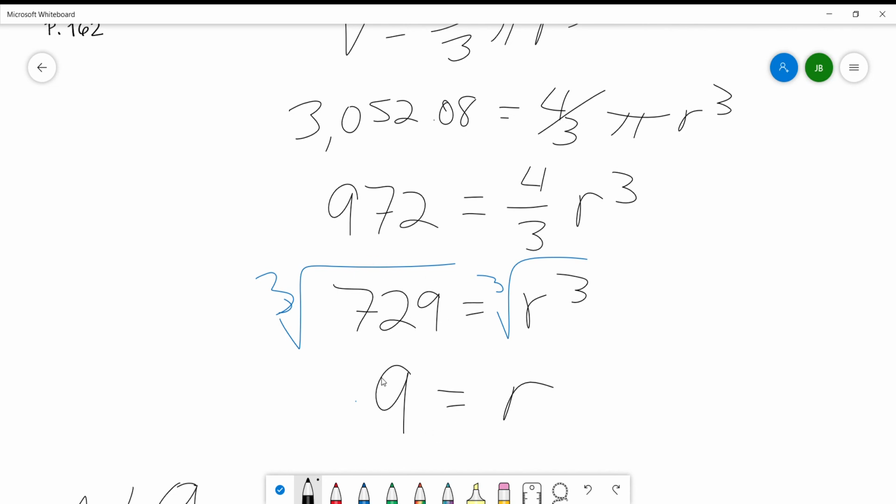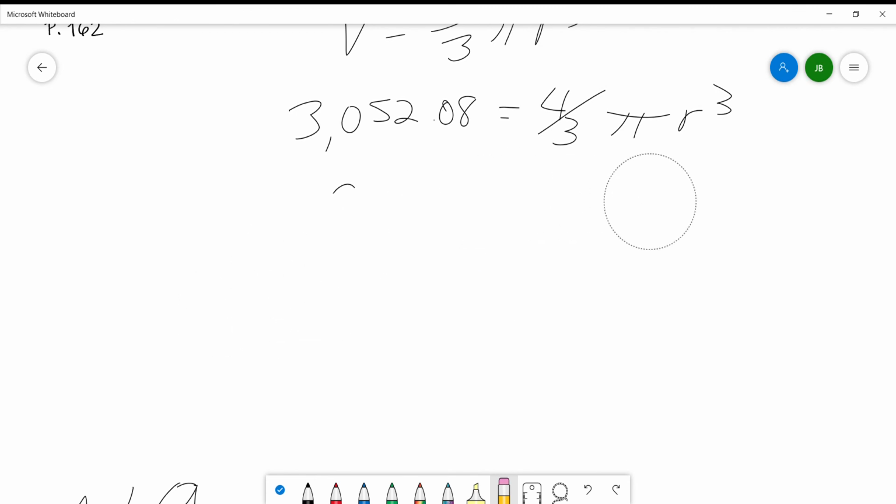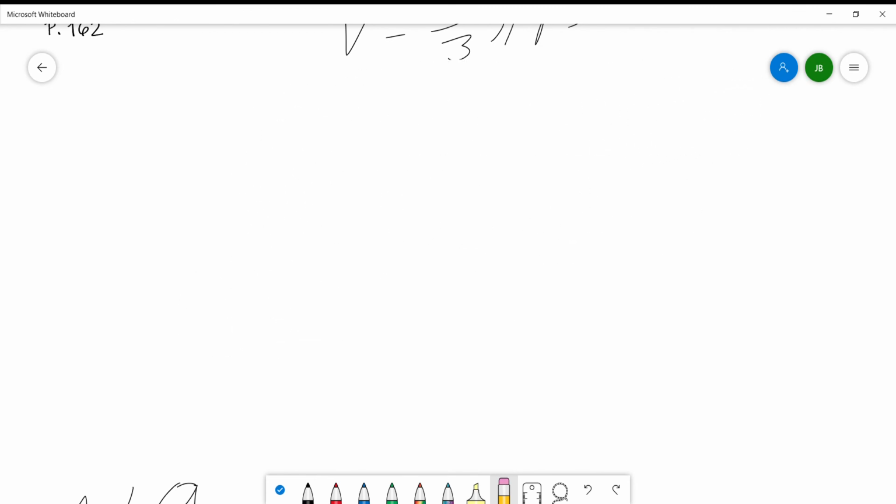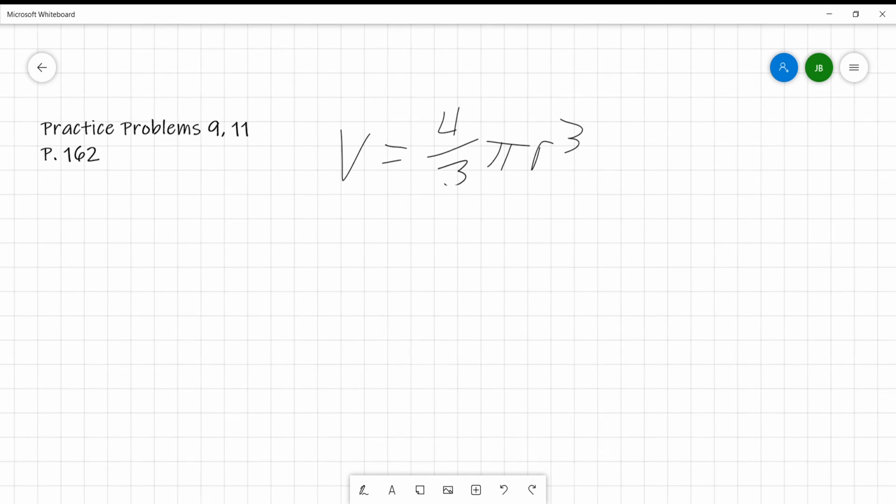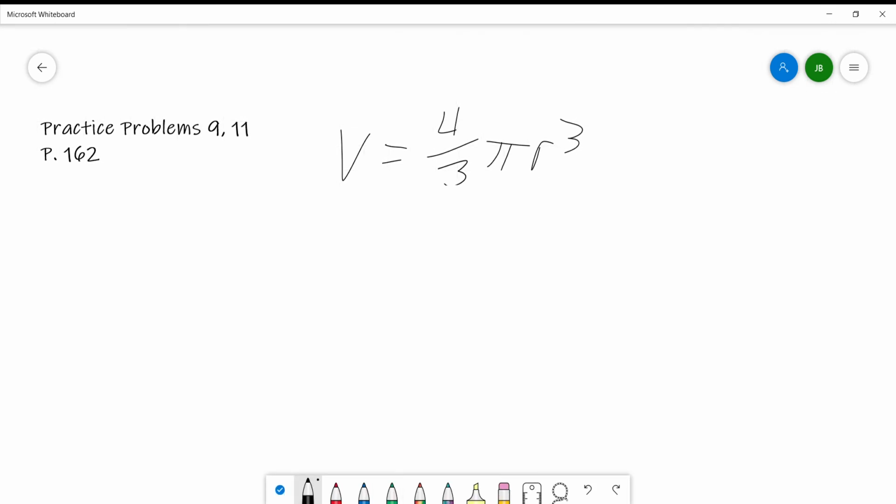So B, what is the surface area of the sphere? We're just going to plug those in. Now that we know that the radius is 9, we should be able to figure out the surface area of the sphere. Surface area equals 4 circles. So pi r squared times 4.